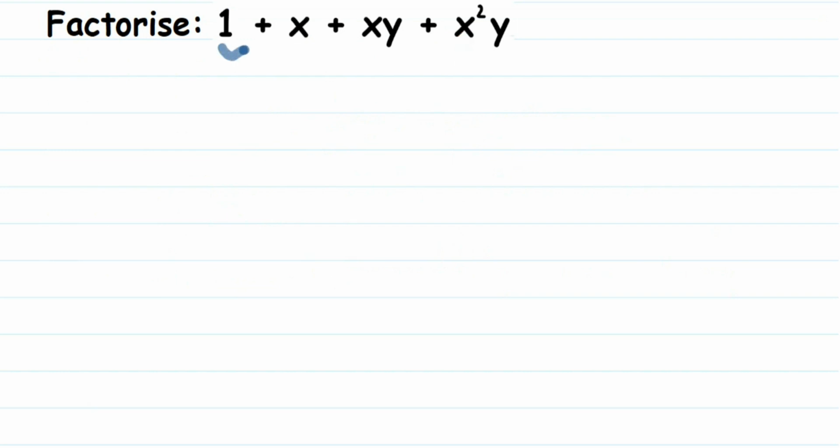In the first 2 terms, there is nothing common, right? So let's keep it like that. But if you see the next 2 terms, you can see that xy is present in both. So we are going to take xy common out from the last 2 terms. Let me write down the question first. So this is 1 plus x plus xy plus x square y.